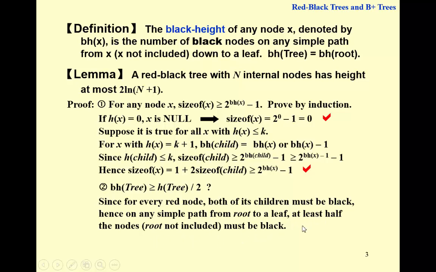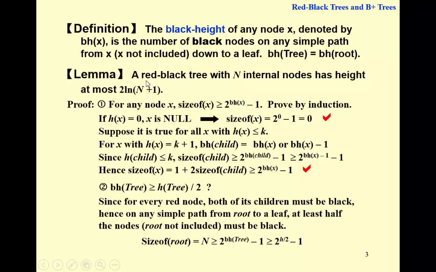This means we must have more black nodes than red nodes. And therefore, this is certainly true: the black height of the tree must be at least half of the height of the tree. And therefore, the size of root, which is n, is bounded below by 2 to the power of black height of the tree minus 1, and this is greater than or equal to half of h. And therefore, we are done with the whole proof.